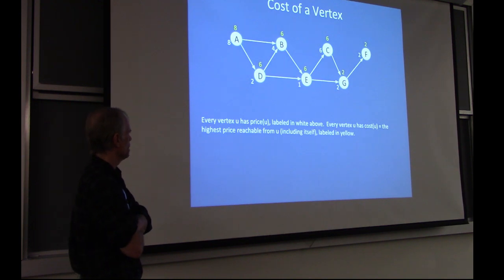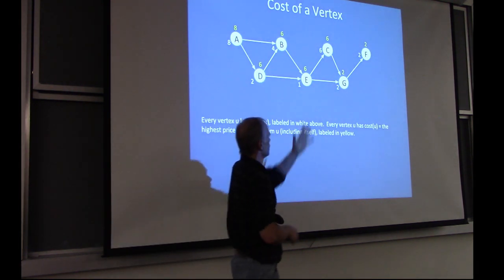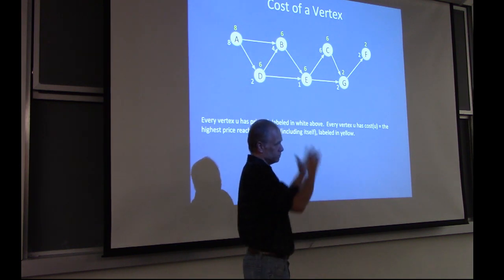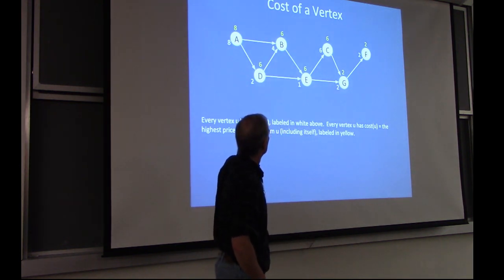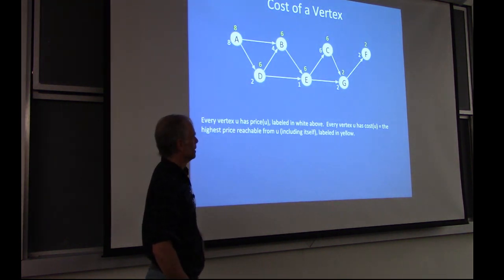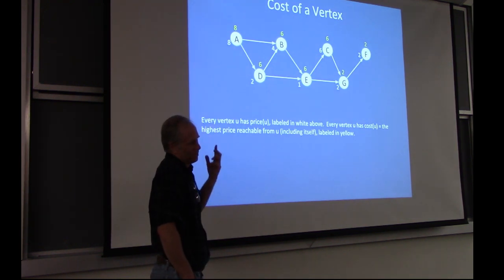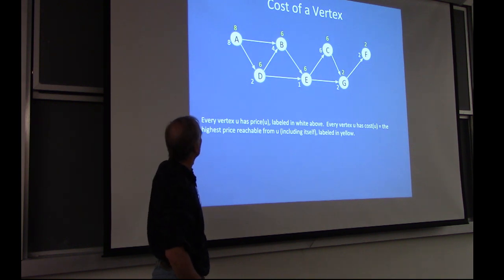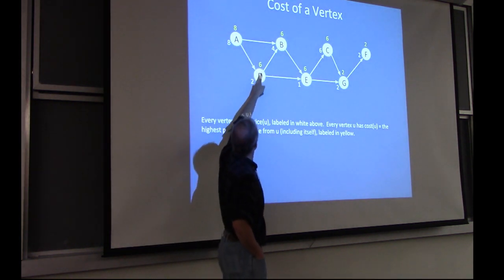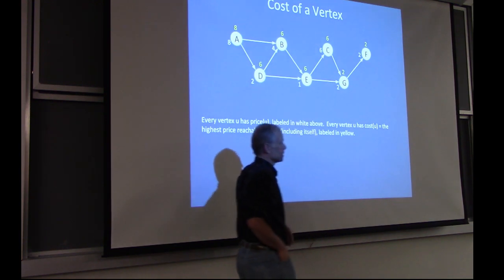Remember, the price is the highest, the cost, the yellow number, is the highest price reachable from you. Yeah? F can only reach itself. Right. The only thing reachable from F is itself, and so its price and cost are the same. On the other hand, why does A have an 8? Well, actually, there are lots of things reachable from A, but it turns out that its 8 is biggest, so it has an 8 because it itself is 8. But how did D get to be a 6, even though its price is 2? Because you can reach C from there, it has a 6.